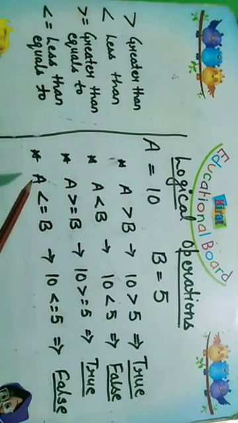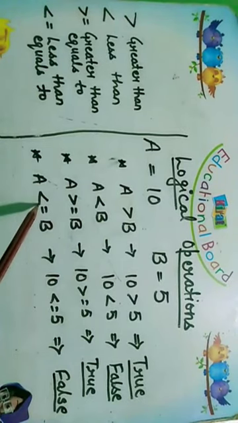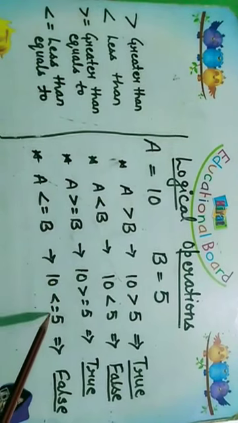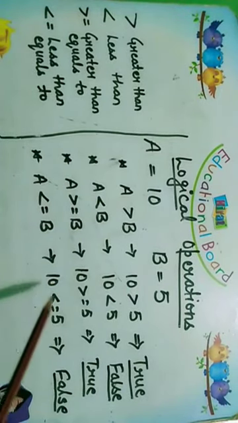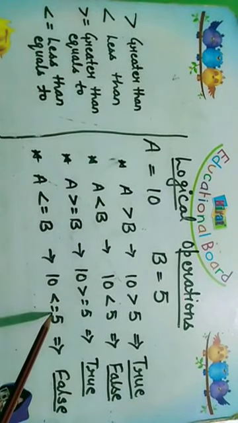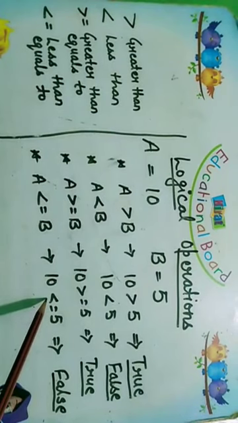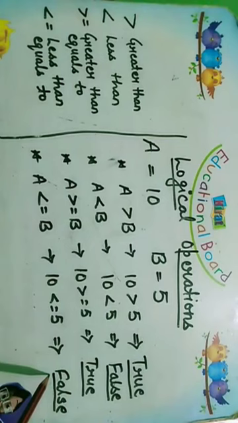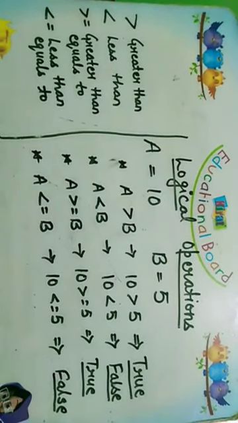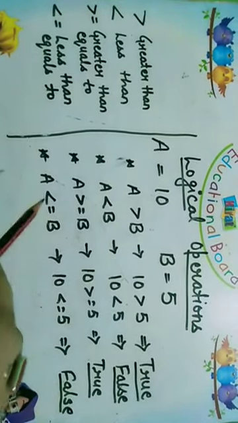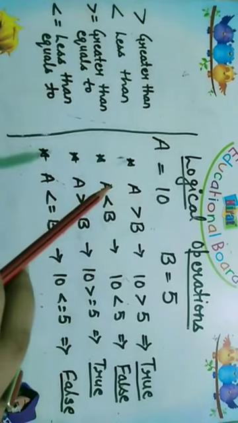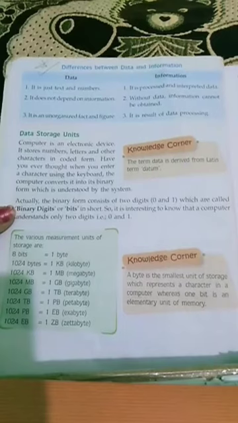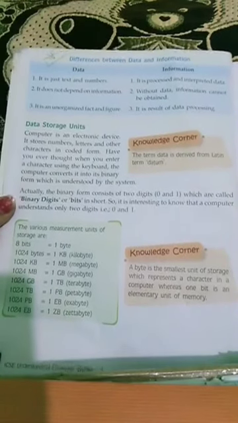In the next example, we have to see whether A is less than equals to B means less than equals to 5. No, 10 is neither equals to 5 nor less than equals to 5. That's why the answer comes in the form of false. Children, I guess that now you would have understood the difference between the mathematical operation and logical operations. Now turn on to page number 12.